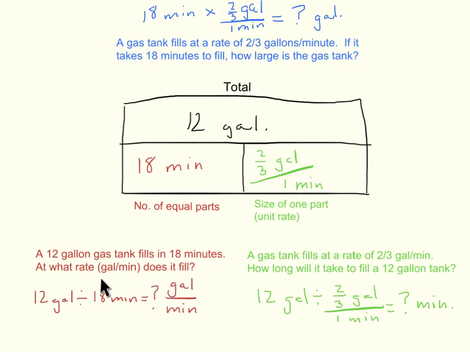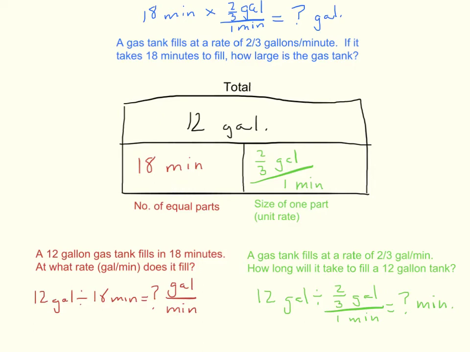This then is starting with the total of 12 gallons and dividing by the number of equal parts, in this case the 18 minutes, to get the unknown unit rate. So in this case we would have not known the unit rate, but we would have known the total and the number of equal parts.